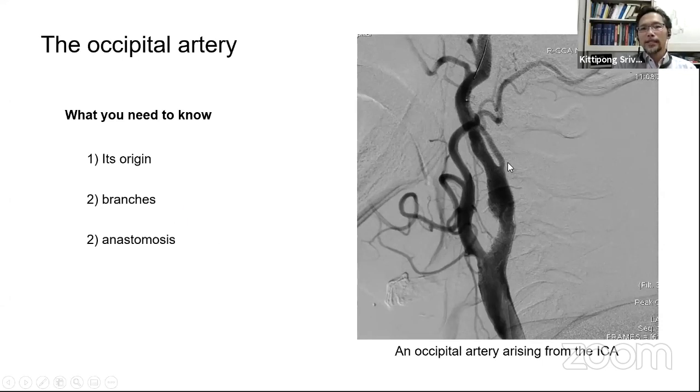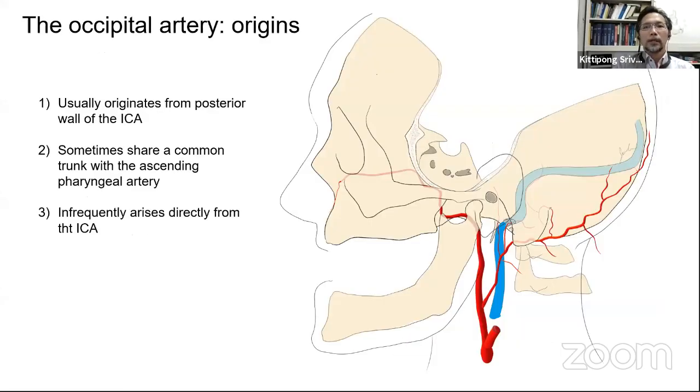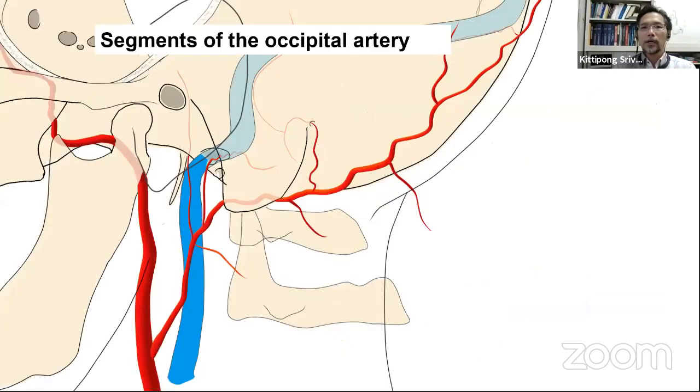This is a strange looking occipital artery because it arises from the ICA. It's quite rare, but sometimes you see this. So that's another possibility of the origin of the occipital artery. Usually it arises from the proximal part of the ECA, not ICA, okay? And sometimes it shares a common trunk with the ascending pharyngeal artery, okay? Sometimes, not frequently, it arises from the ICA itself.